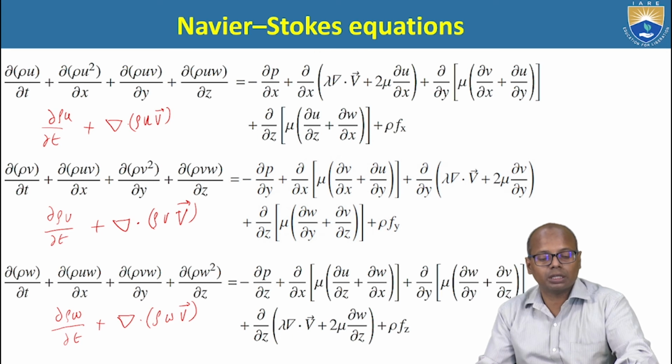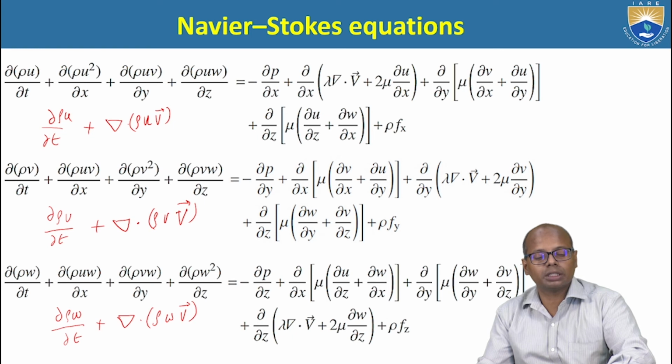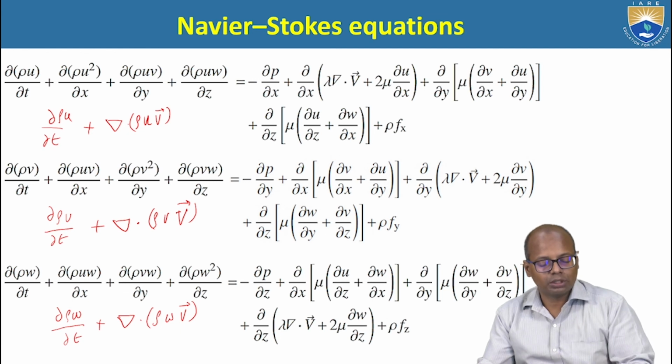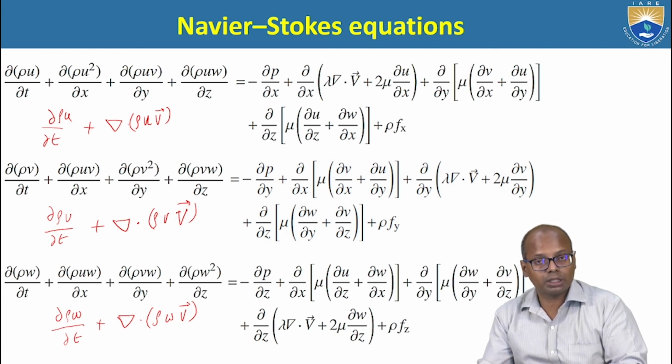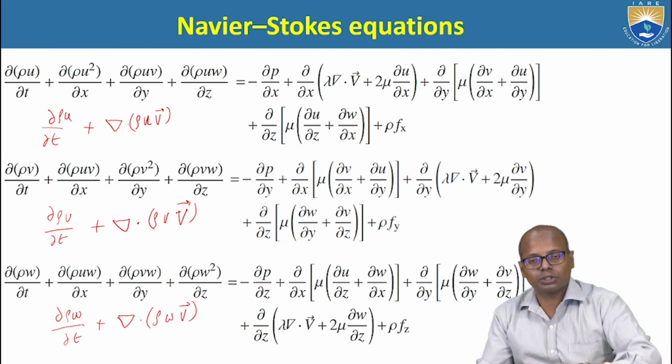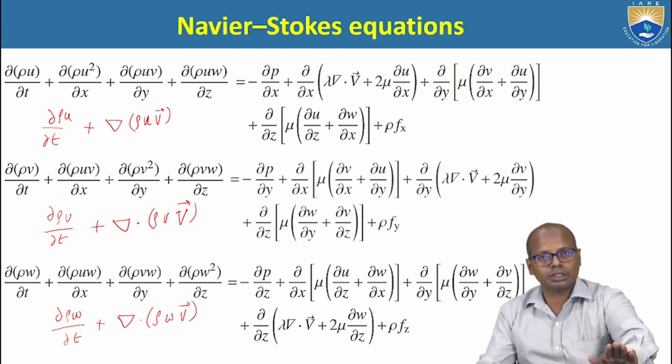What is this? Del dot rho u v bar. u is common, rho is common. What is changing is, with x I will get u, with y I will get v, with z I will get w. Similarly here, rho v is common. With x I will get u, with y I will get v, with z I will get w. Now here rho w is common in all three, with x I will get additional u, with y additional v, with z additional w. So this is about the left hand side, and we have not changed anything there.